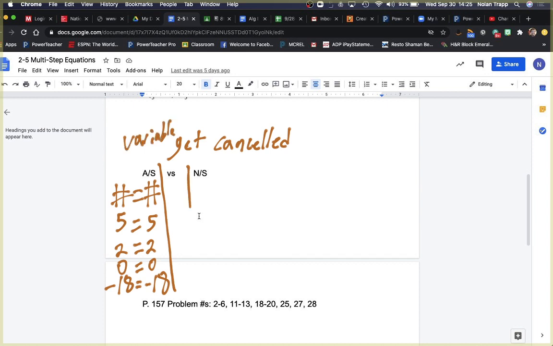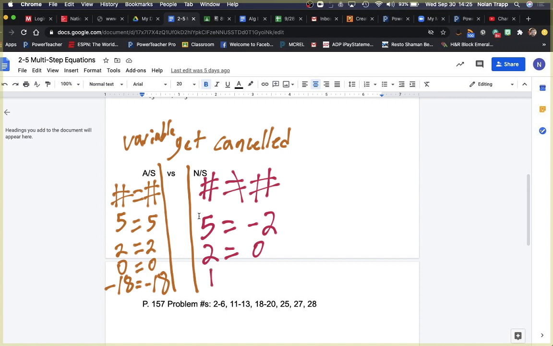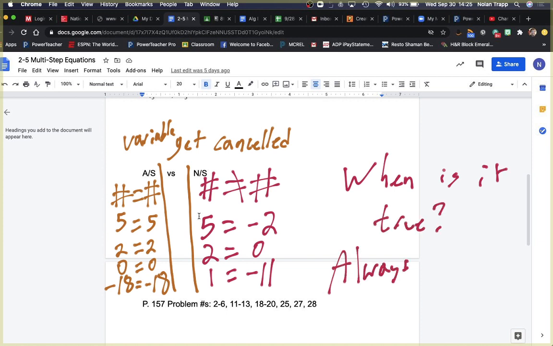Then on the no solution side, it'll be a number that is not equal to, and I'll put this little slash there, that means not equal to, a different number. So like 5 equals negative 2, 2 equals 0, 1 equals negative 11, etc., etc. So it's a case where it's literally never true. So all you have to ask yourself, when is it true? It's either going to be always or never. That's the real big difference. Always or never.